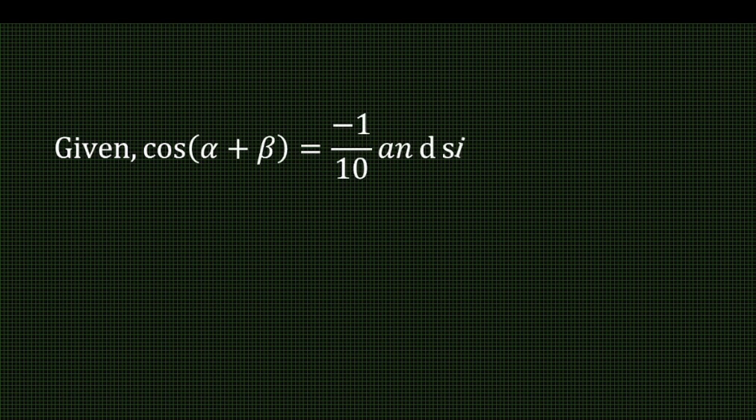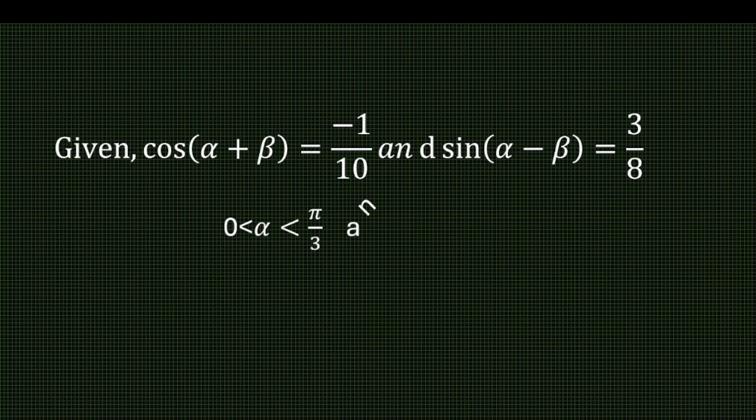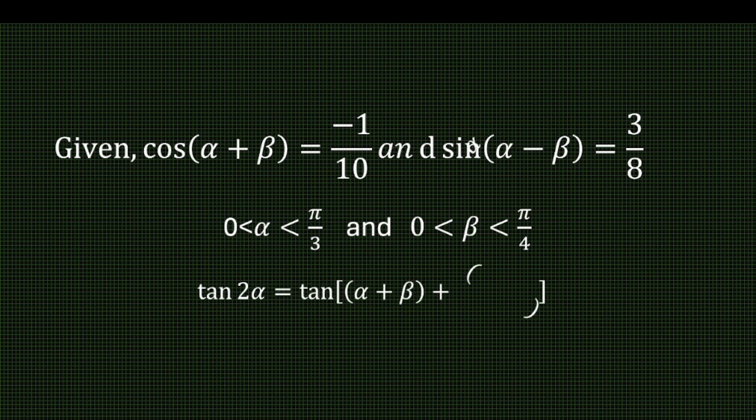We are given cos(α+β) = -1/10 and sin(α-β) = 3/8, with the range 0 < α < π/3 and 0 < β < π/4. We are told that tan 2α = 3(1 - r√5) / (√11(s + √5)), where r and s are natural numbers. Our goal is to find the value of r + s.